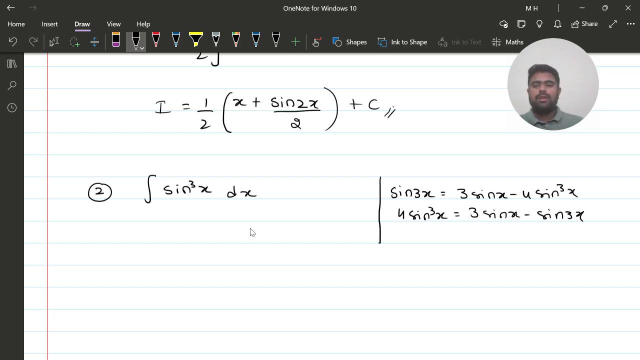So therefore how can I write this sin cube? I will let this be I. I will write down the sin cube as 1 by 4 times the integral of what?